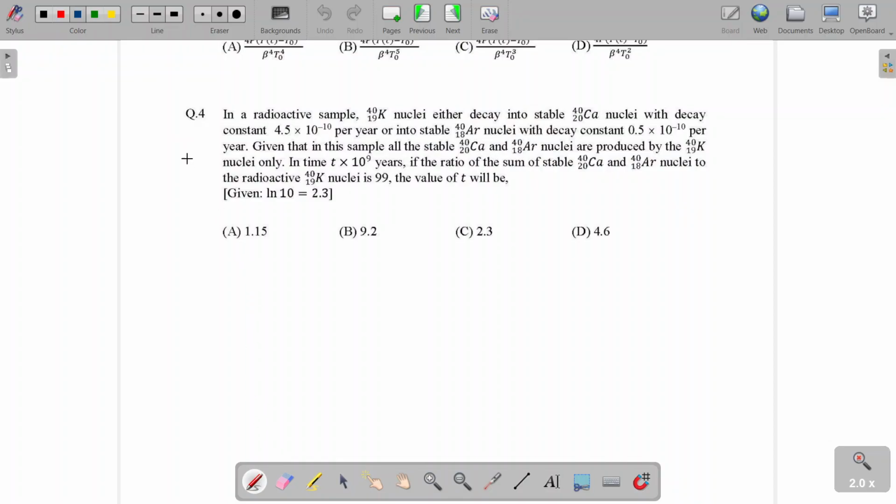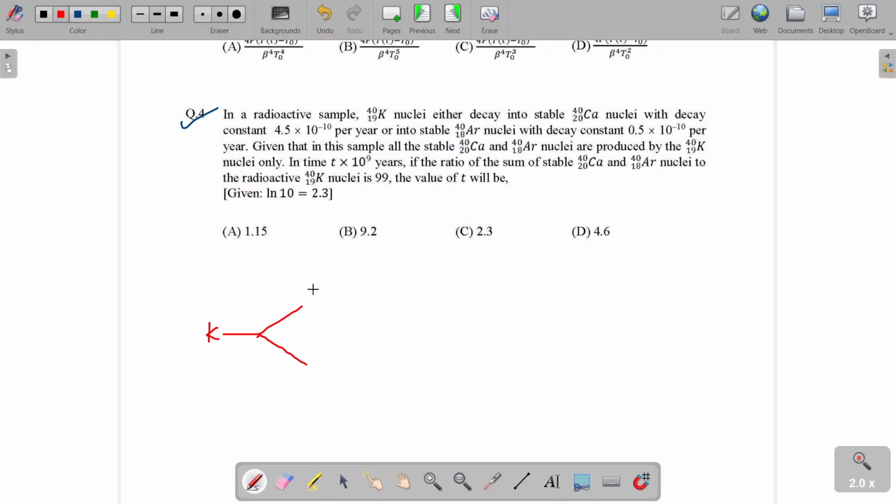First question which we are going to do is question number 4. This question came in JEE Advanced 2019 and belongs to the chapter of nuclear physics. The question is, we have potassium nuclei. Now that potassium nuclei is going to decay into two separate nuclei.